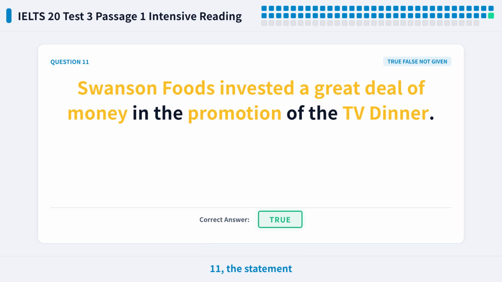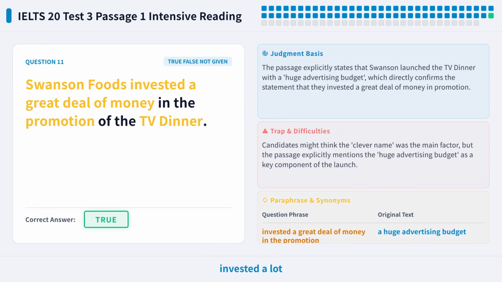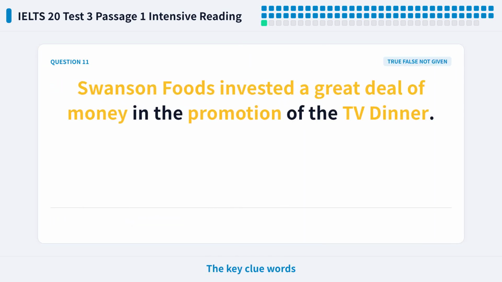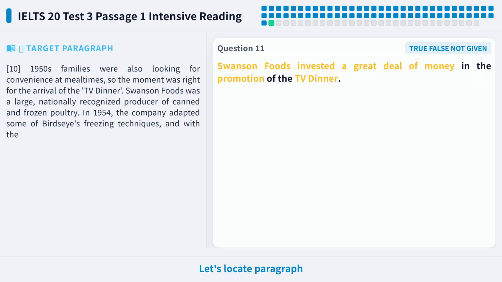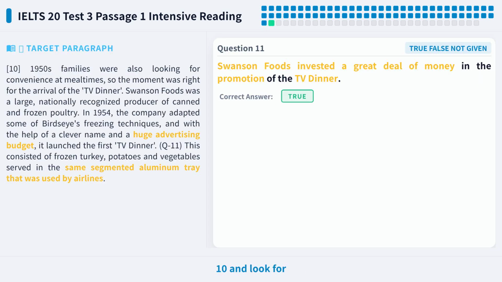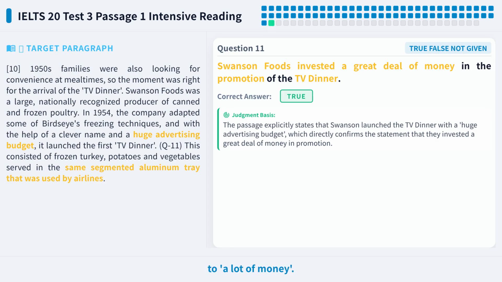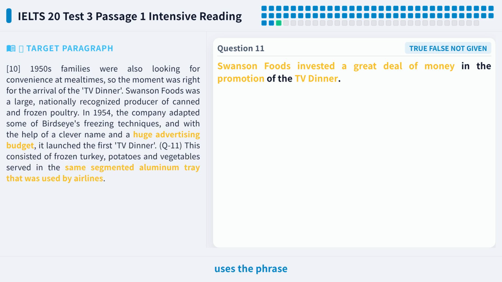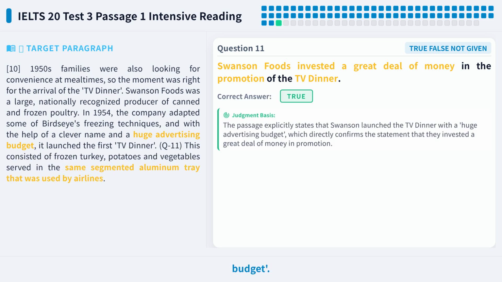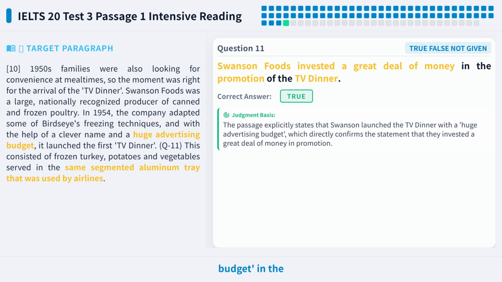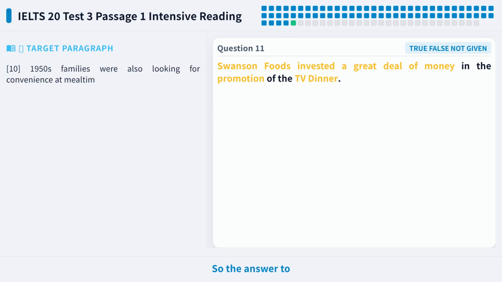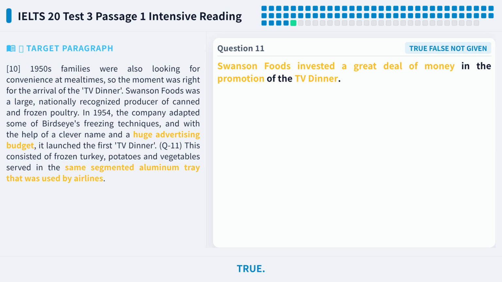Let's look at question 11. The statement says Swanson Foods invested a lot of money in promoting the TV dinner. The key clue words are "invested a great deal of money" and "promotion." Let's locate paragraph 10 and look for a unique word related to a lot of money. The original text uses the phrase "a huge advertising budget." The statement "invested a great deal of money in promotion" is a direct synonym of "a huge advertising budget" in the text. So the answer to question 11 is true.